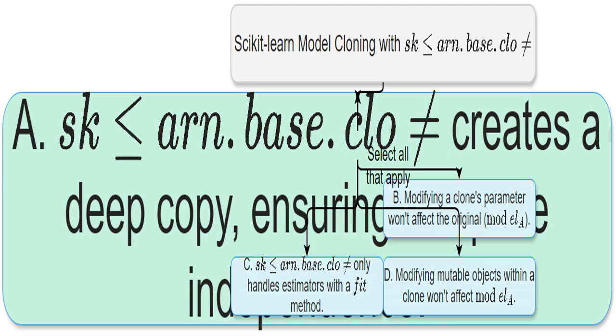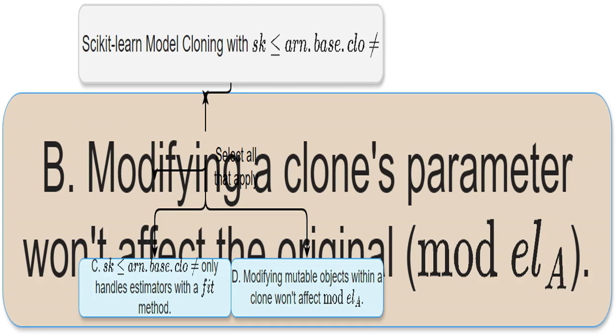Statement A claims that sklearn.base.clone always creates a deep copy. A deep copy means that a completely new, separate copy of the model is made. Changes to the copy won't affect the original. While the function aims for this, it's not always guaranteed, especially if the model has complex, nested structures. Statement B is mostly correct.